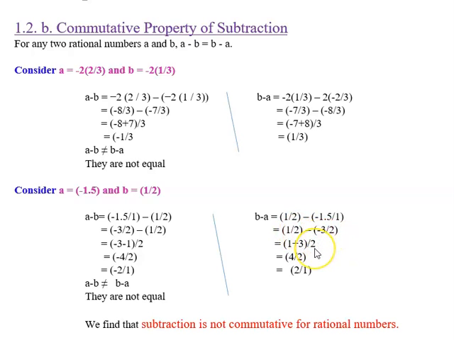Since denominator 2 is common, we are taking it out. This negative and negative will become positive. So 1 plus 3 over 2, that is 4 over 2. So it will become 2 over 1. So here b minus a is 2 over 1 and a minus b is negative 2 over 1. So they are not equal. From these two examples, we can conclude that subtraction is not commutative for rational numbers.